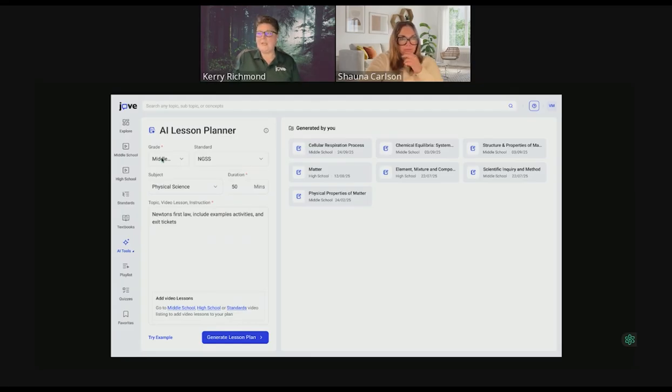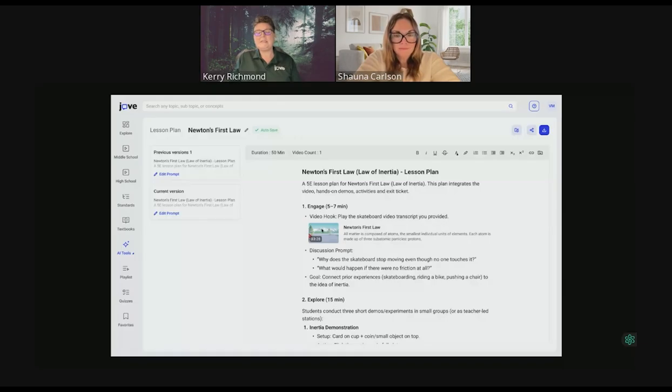So you can see that video that we just watched, and this is, of course, a 5E lesson model. You can see that that is going to be your hook. So that video is going to engage your students right away into the lesson. Then you've got a discussion prompt based on the video. You've got a goal here. You've got explore. So they're going to do an inertia demonstration. You've got a rolling ball experiment. You've got a seatbelt safety model.